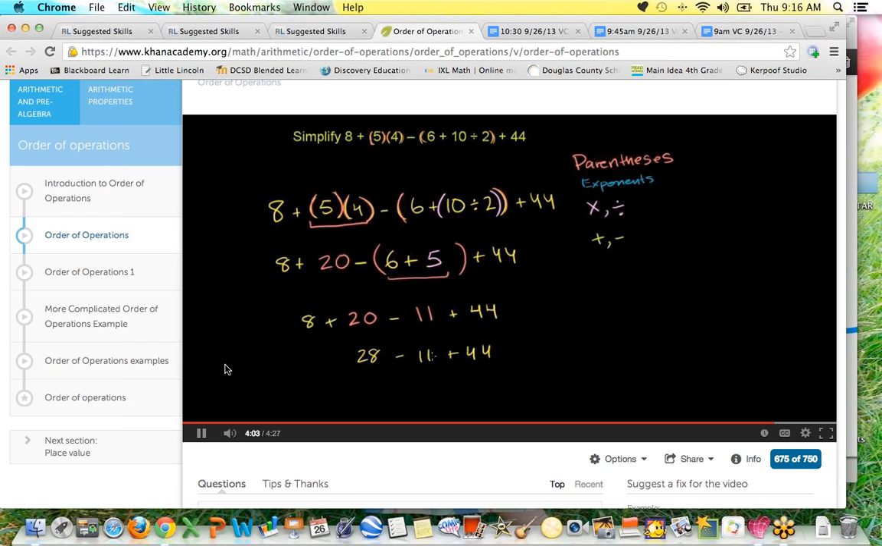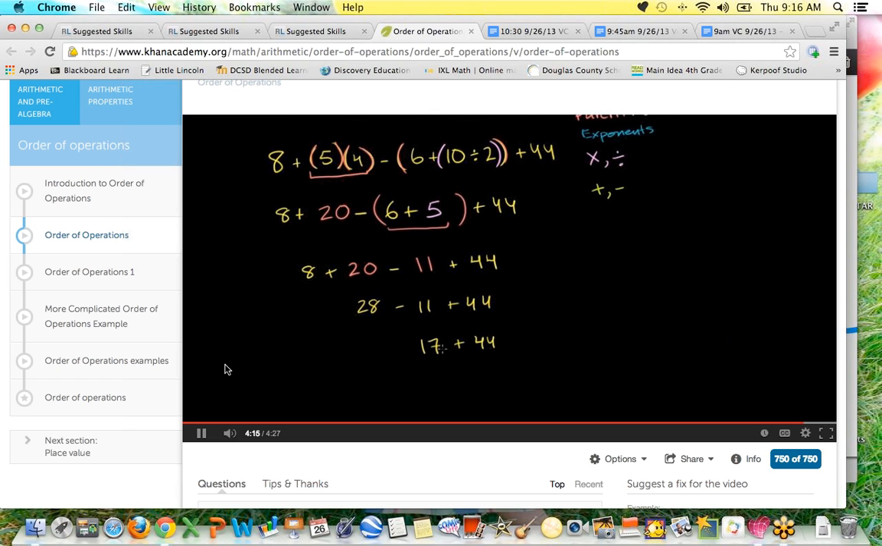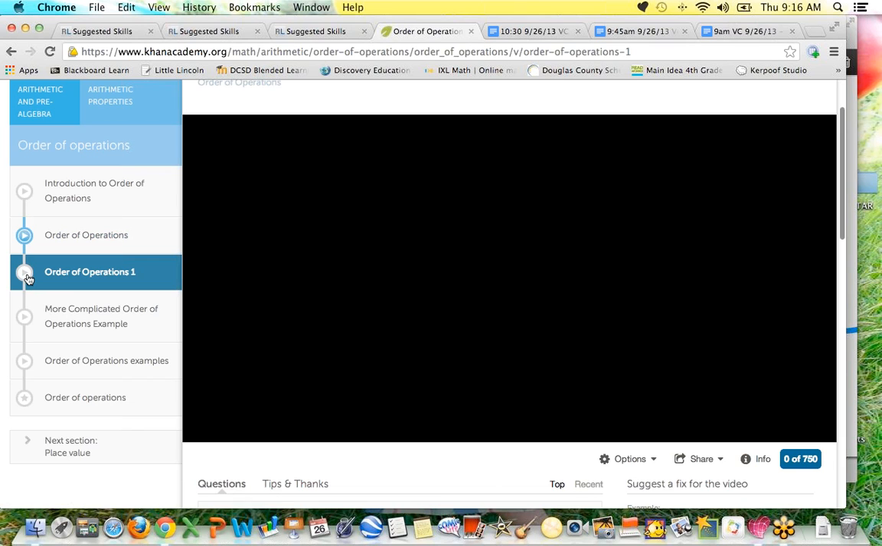28 minus 11, 28 minus 10 would be 18, so this is going to be 17. It's going to be 17 plus 44. And then 17 plus 44, I'll scroll down a little bit. 17 plus 44, 7 plus 44 would be 51. So this is going to be 61. So this is going to be equal to 61. And we're done. Yay! All right, so most of us came up with that in our answers.